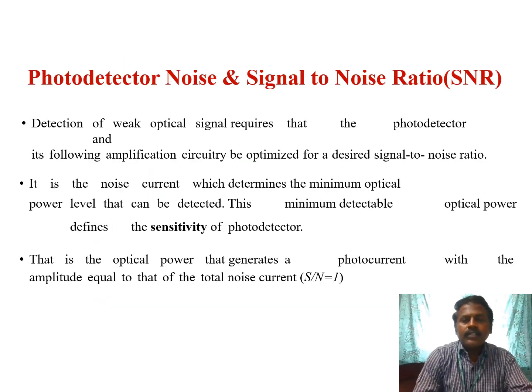So, photodetector noise and signal to noise ratio. Detection of weak optical signals requires that the photodetector and its following amplification circuitry be optimized for a desired signal to noise ratio. It is the noise current which determines the minimum optical power level that can be detected. This minimum detectable optical power defines the sensitivity of the detector. That is the optical power that generates a photocurrent with an amplitude equal to that of the noise, that is, signal to noise ratio S by N equal to 1.